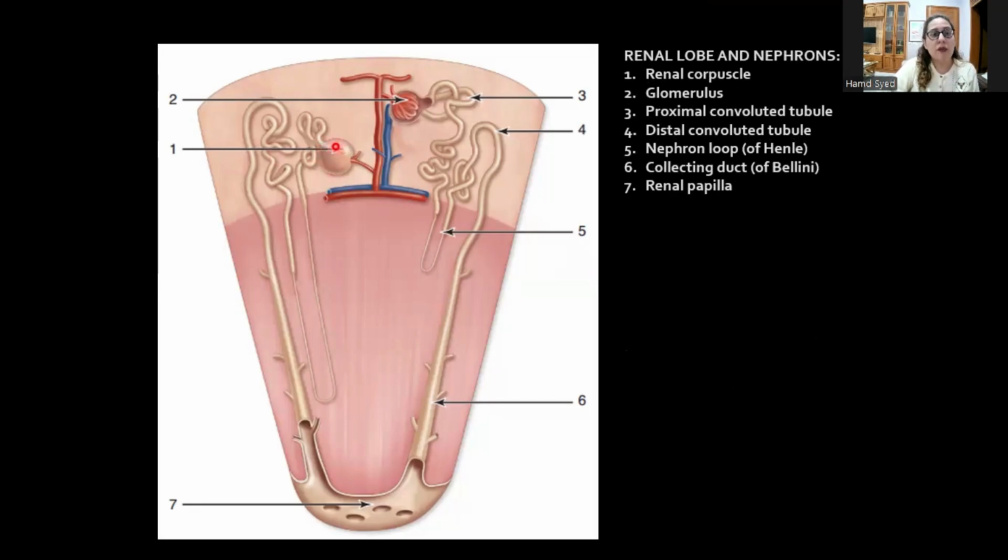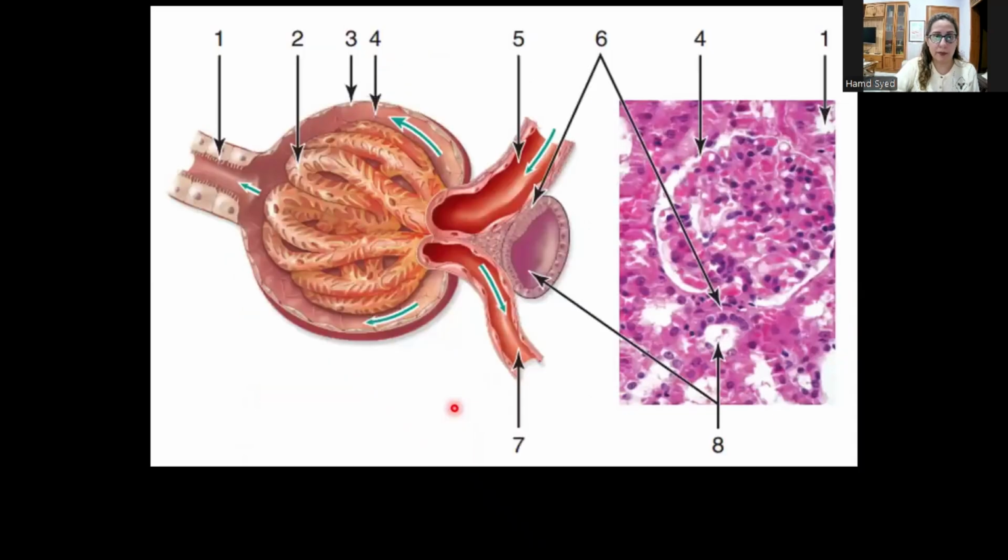which is the part of the nephron, and within that renal corpuscle, number 2 is the glomerulus, number 3 is the proximal convoluted tubule, and you can see number 5 here is the loop of Henle, 4 is the distal convoluted tubule. So these are all the parts of the nephron, which is the structural functional unit of the kidney. And then number 6 over here is the collecting duct of Bellini. And this portion of the renal pyramid you can see over here is the renal papilla, number 7.